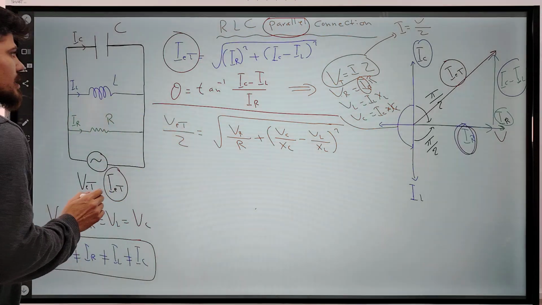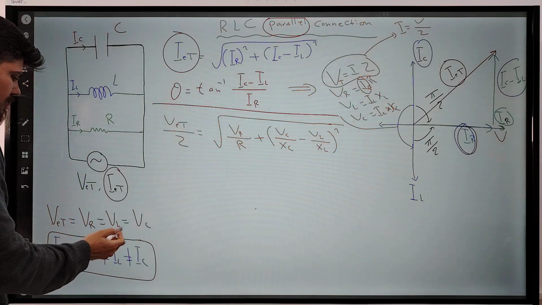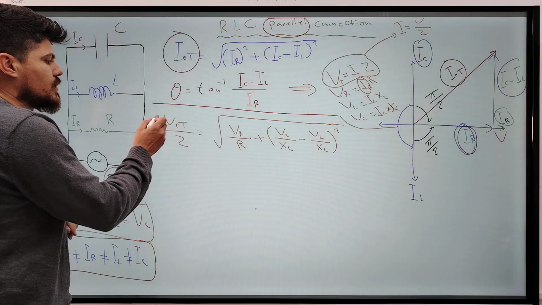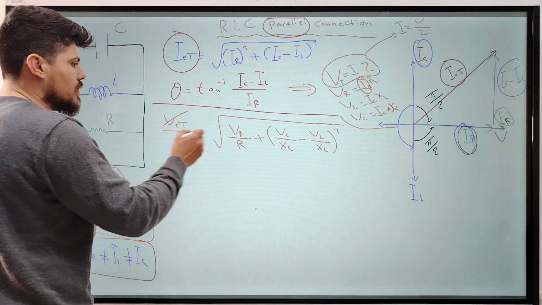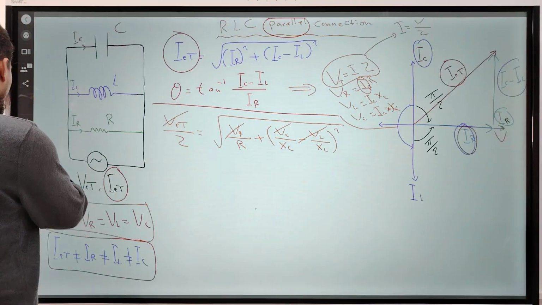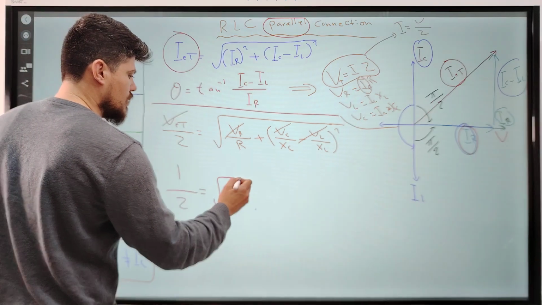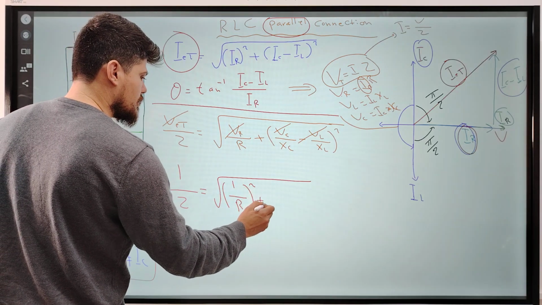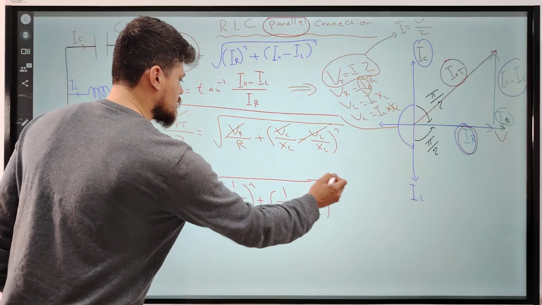So according to this equation, in parallel connection, which values are equal? Potential difference or current? Potential difference. Okay, the values of potential difference in parallel connection are equal. It means that V total is equal to VR, VC, VL. They all cancel to each other. What is remaining? 1 over Z is equal to the square root of 1 over R squared plus 1 over XC minus 1 over XL, squared.